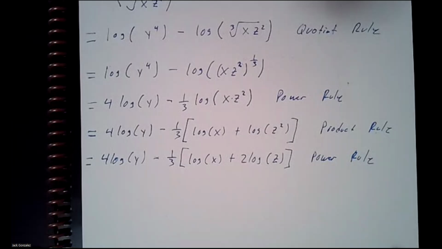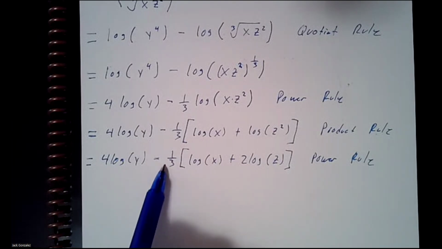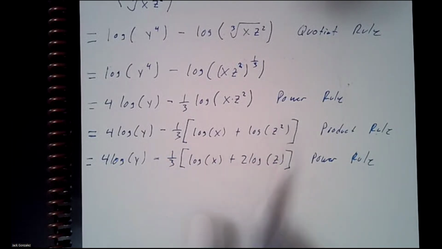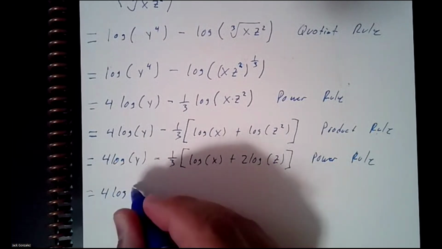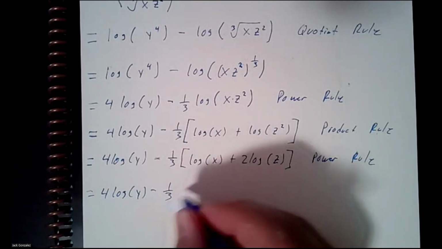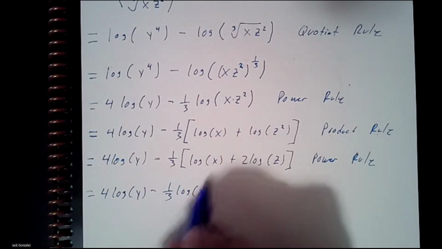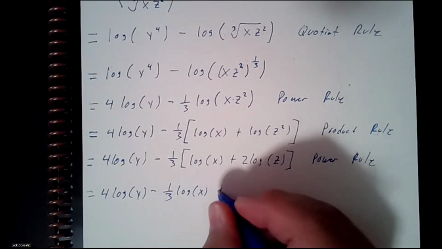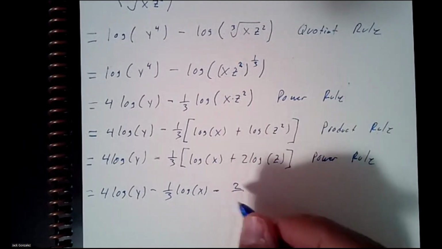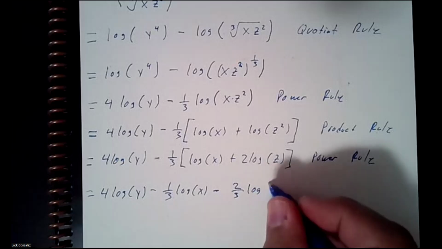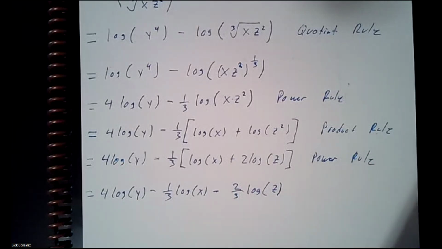Now we're expanded as far as we can go. Only thing we can do now is distribute that third, and that's it. So multiply the negative third on both, and we're done. Negative one third times that is negative third log x. Negative third times 2 log z is, oops, minus 2/3 log z. And that's it.